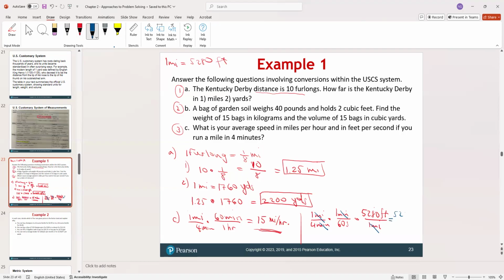So 5,280 feet over 4 times 60 seconds. So in this case, when you take the top divided by 4 times 60, 4 times 6 is 24. 5,280 divided by 240, it gives you at the end 22 feet per second. I'm hoping this helps you to continue using the US customary system of measurements.